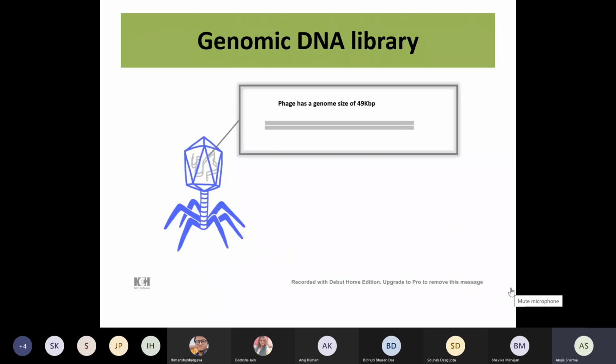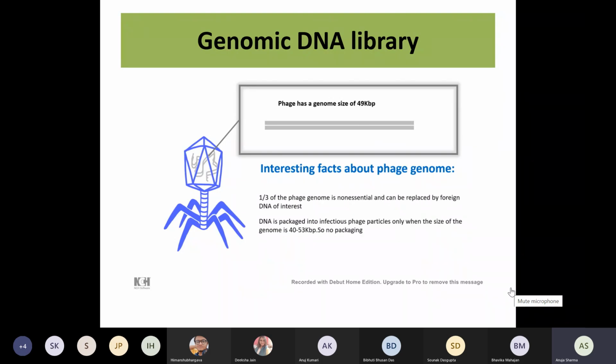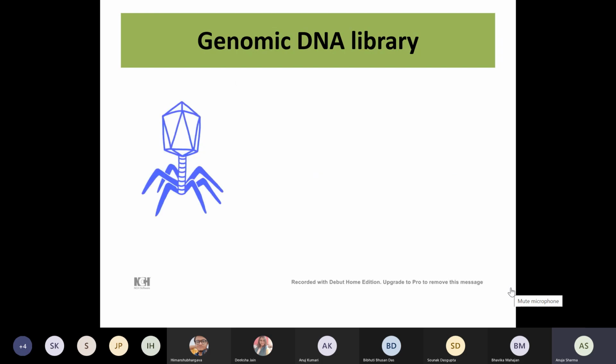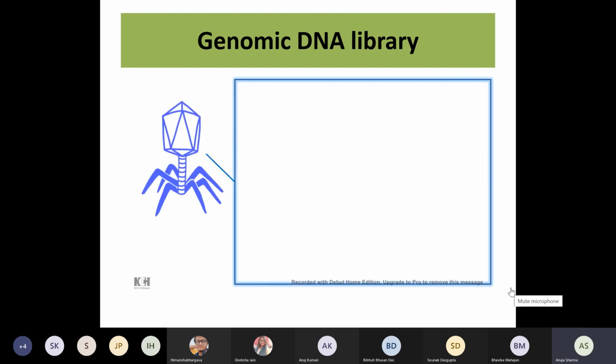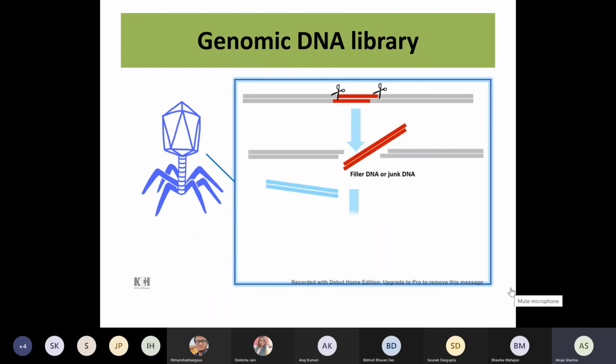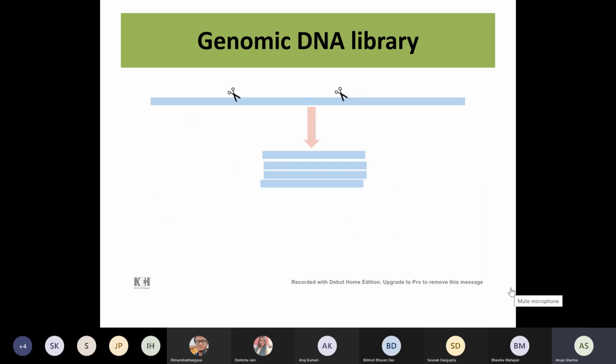Now in lambda phage vector, their genome is 49 kilobase pair. And a few interesting facts about their genome: one third of their genome is just trash. They don't need that. So instead of that particular genomic region, it could be replaced with our gene of interest or the DNA sequence of interest. So we can cut this stuffer fragment out and we can insert our DNA of interest. And we can have several thousand plaques created by these lambda phage vectors.